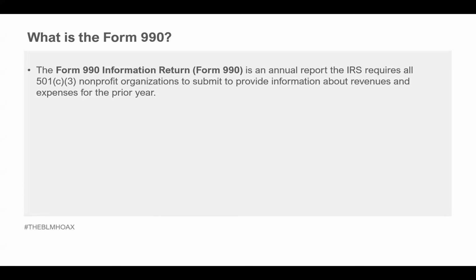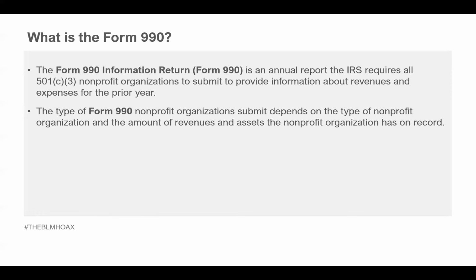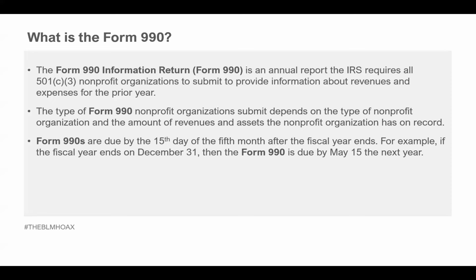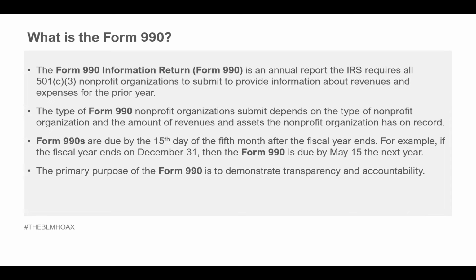What is the Form 990? The Form 990 Information Return, or Form 990, is an annual report the IRS requires all 501(c)(3) nonprofit organizations to submit to provide information about revenues and expenses for the prior year. The type of Form 990 nonprofit organizations submit depends on the type of nonprofit organization and the amount of revenues and assets it has on record. Form 990s are due by the 15th day of the fifth month after the fiscal year ends. For example, if the fiscal year ends on December 31st, then the Form 990 is due by May 15th of the next year. The primary purpose of the Form 990 is to demonstrate transparency and accountability.